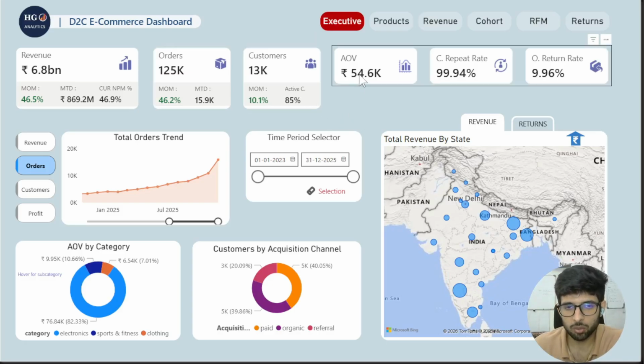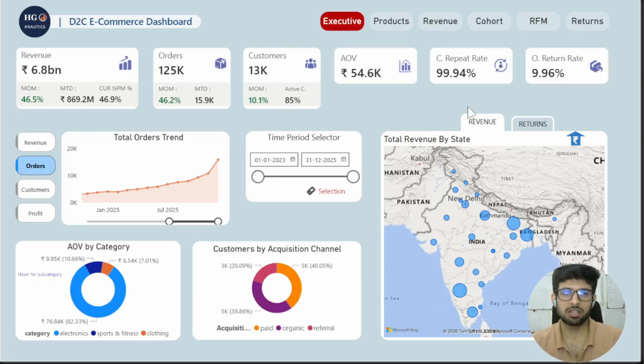And then there is AOV, the average order value. Then this is customer repeat rate. This means, of the persons who have made one order, how many customers have ordered again. So 99% is coming because, firstly, this is synthetic data, but I have tried my level best to make this asymmetric. Now you can see the order return rate is sitting at 9.96, which is good.